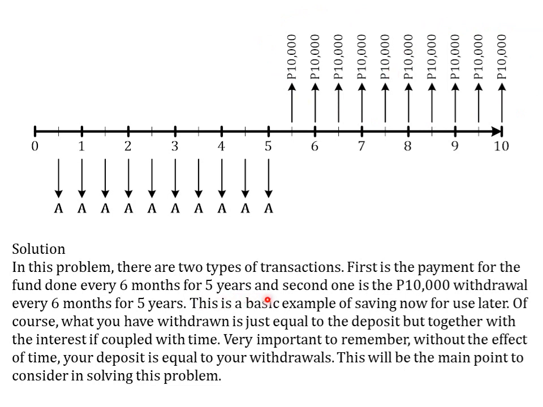Now, this is a basic example of saving now for use later. So, you are saving now in a deposit fund so that you can make withdrawals after a certain period of time. So, save now so that you can withdraw something later. Of course, what you withdraw is basically equal to the deposit, but together with the interest, coupled with time.